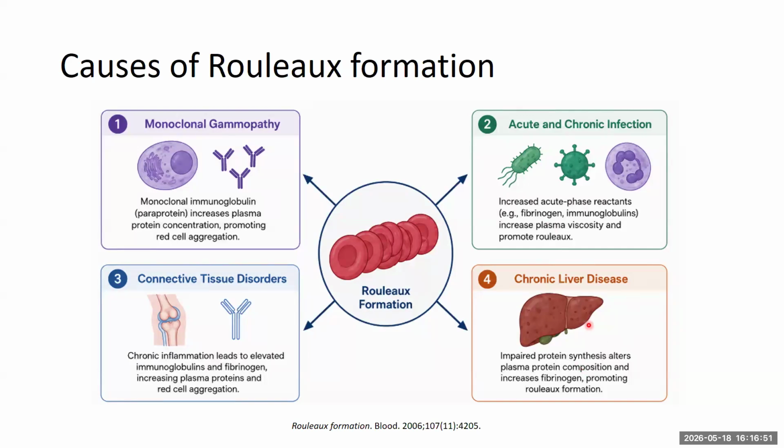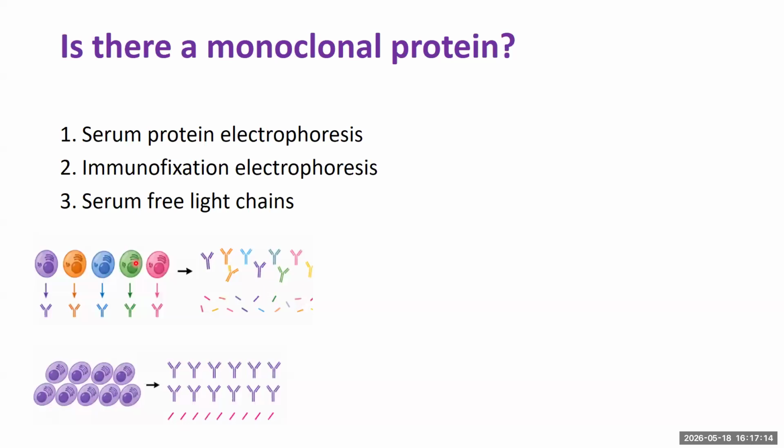And based on the patient's clinical presentation, FBC, and morphological findings, an inflammatory or infective process was unlikely, and based on the patient's peripheral film, there were no target cells and the LFT was normal. So at this point, we're strongly suspecting that there could be a monoclonal gammopathy. So the next question we ask ourselves is, is there a monoclonal protein? And for that, we have 3 tests that can assist us in answering this question, and that includes serum protein electrophoresis, immunofixation electrophoresis, and serum free light chains.